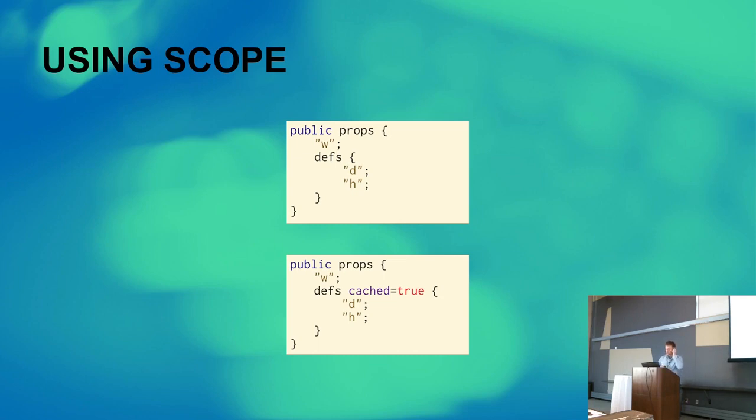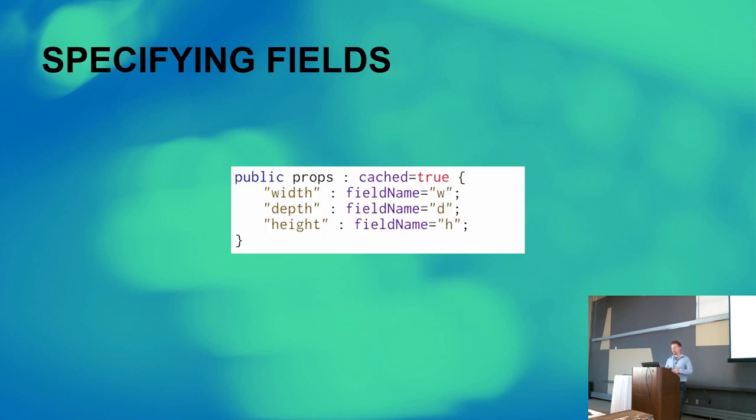So we've been talking about field prop defs this whole time. What if you don't want your prop def's key to match the field name? Well, then you just tell it what field name you want. Easy peasy.